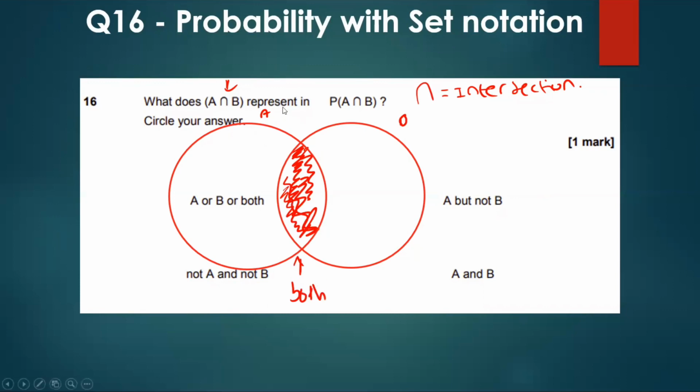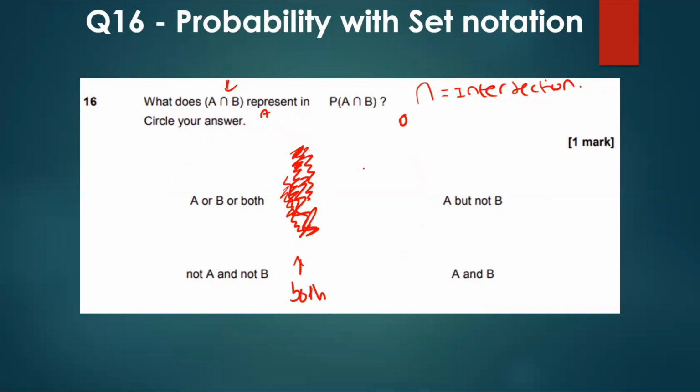So that little upside down U means the intersection. So it means that middle part there. So hopefully you understand that that means in both of them. So it means the intersection. So actually, when you're looking at your answers, A or B or both, well, it can't be, it has to be both. So it can't be that one.